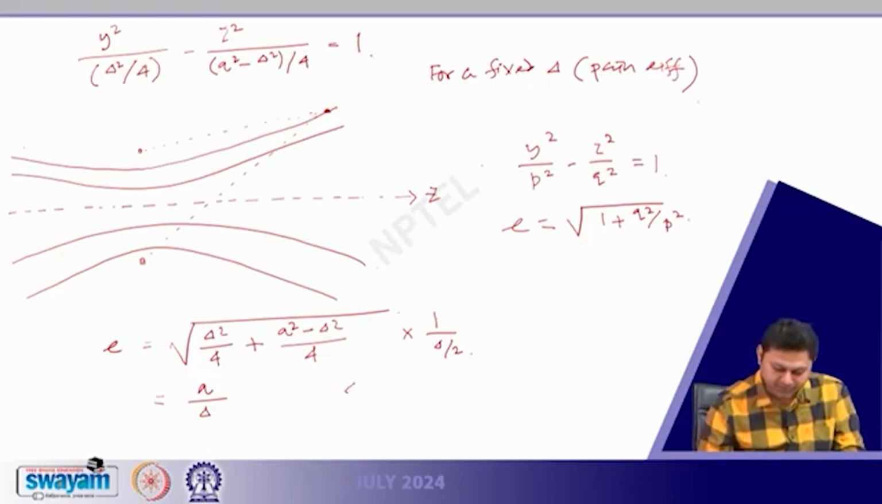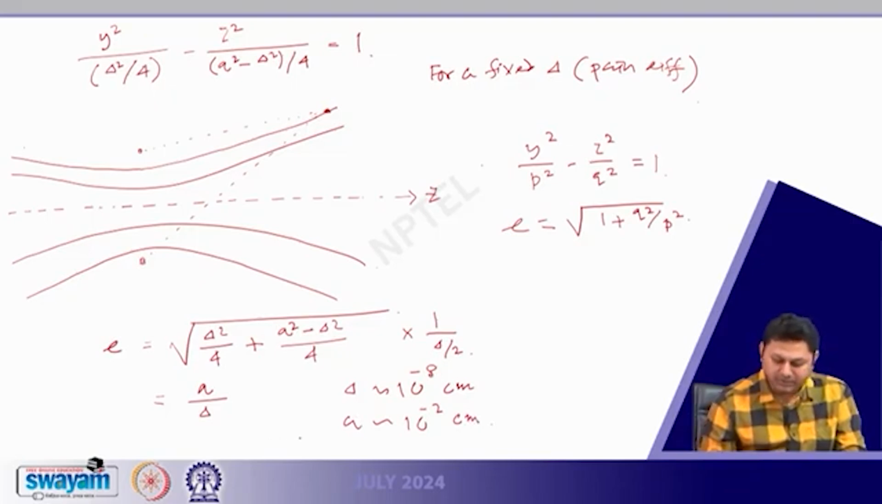So, generally the order of delta is 10 to the power of minus 8 centimeter. That is the path difference we are talking about. And a is of the order of 10 to the power of minus 2 centimeter, which is the separation between these sources. So, if I put this value, we can see that e is very high.